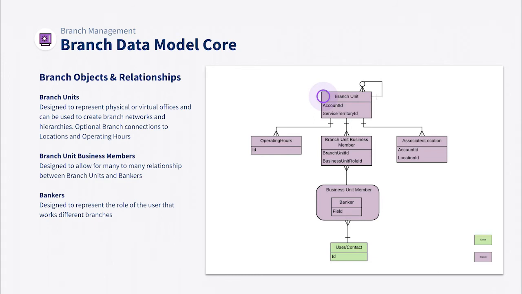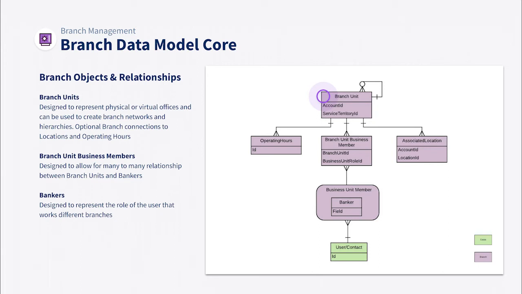The first part of the model is the branch management core. Here, you will see in violet the objects that you saw in the branch management Lightning app. These objects include the branch unit, associated location, operating hours, branch unit business member, and the banker. The branch unit object is available for admins to represent physical or virtual branches. Note that this object self-references so that it can be used to create branch networks and hierarchies. Moreover, it is associated directly to associated location and operating hours if you would like to store that information.